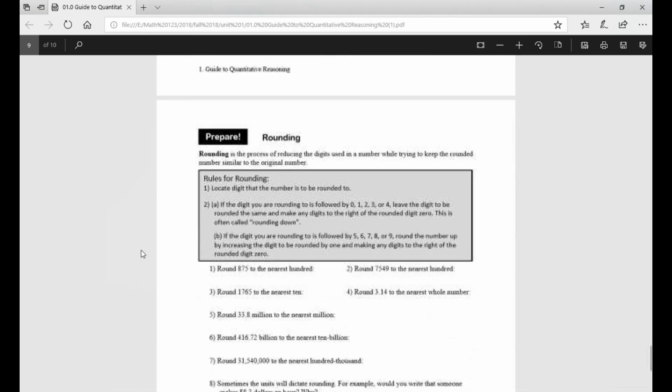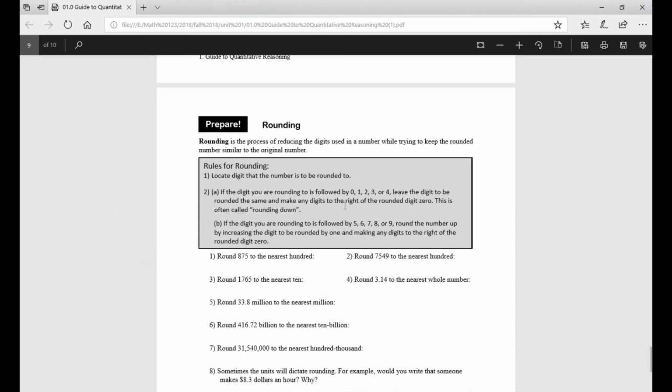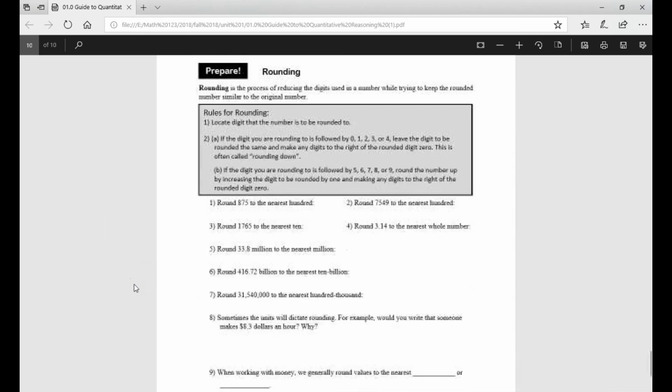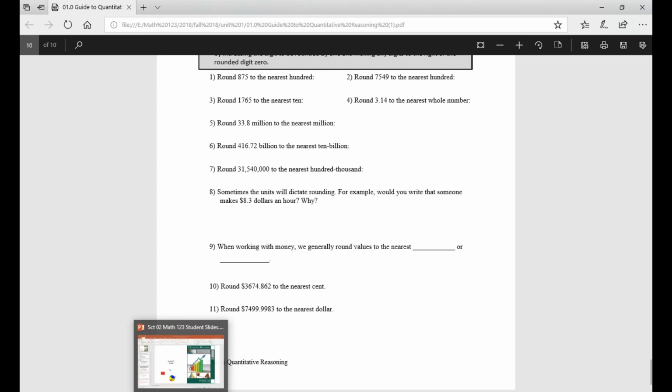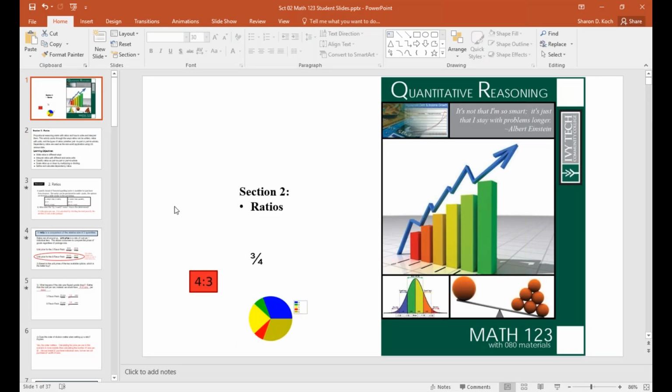Okay, all right, so here's some rules for rounding. We are going to be rounding some numbers here. I know Becky has a video on some of these, but you can just look over this section 1. So what I'm going to get into with the remaining time that we have here is just a quickie review on ratios and then how we might be using ratios in real life. So I am starting with section 2.